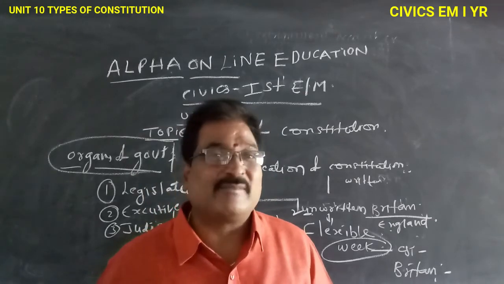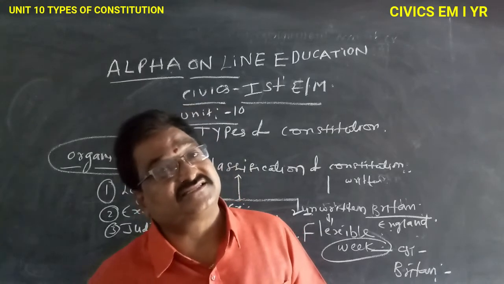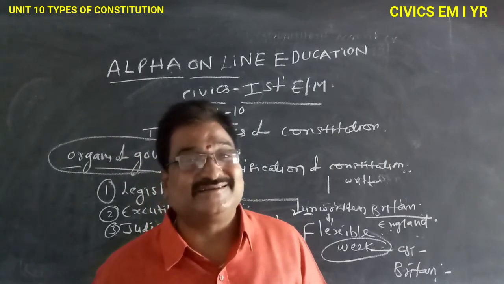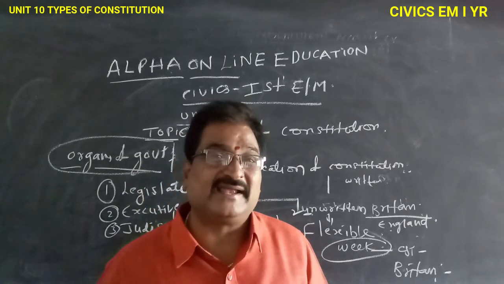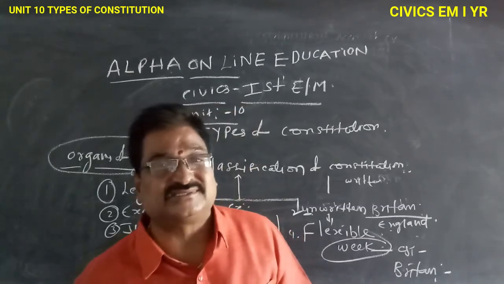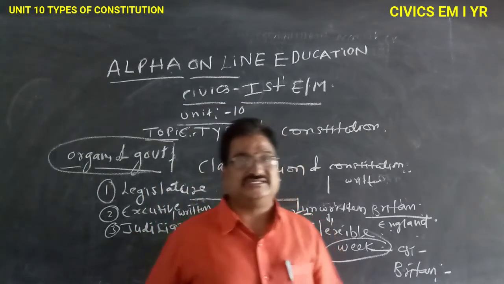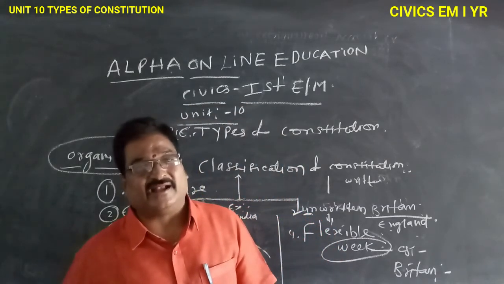Legislature: the lawmakers are all called legislatures. The executives, the law implementers, are all called executives. The department of judiciary is the independent one.